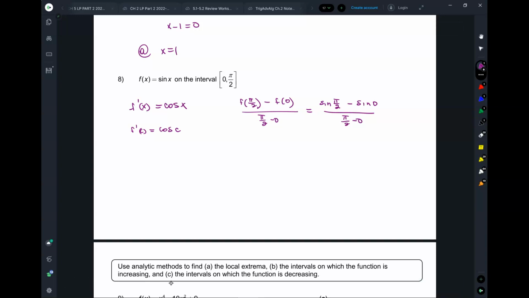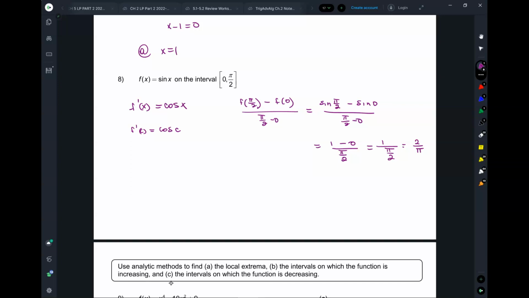Okay, so sine of pi over 2 is 1, minus 0, over pi over 2. So what is 1 over pi over 2? It's 2 over pi. 1 over something means the reciprocal.